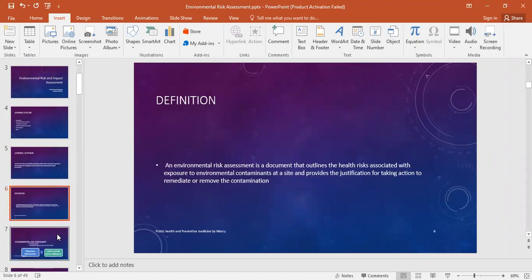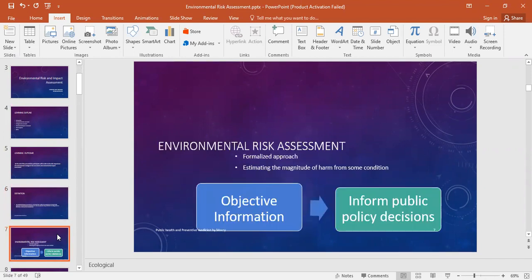First, we introduce environmental risk assessment. An environmental risk assessment is a document that outlines the health risk associated with exposure to environmental contaminants at a site and provides the justification for taking action to remediate or remove the contamination. There are different approaches used for environmental risk assessment. We formalize the approach of estimating the magnitude of harm from some condition, and then there is objective information to inform public policy decisions.